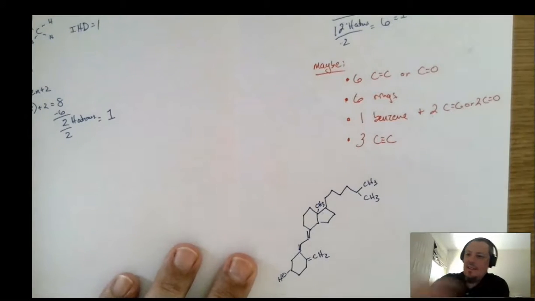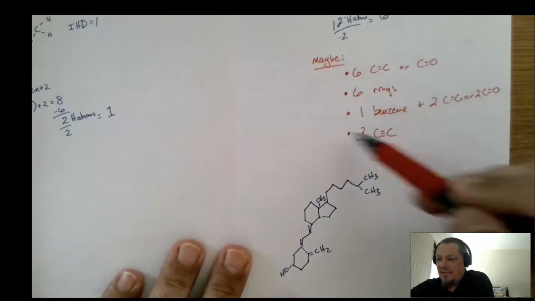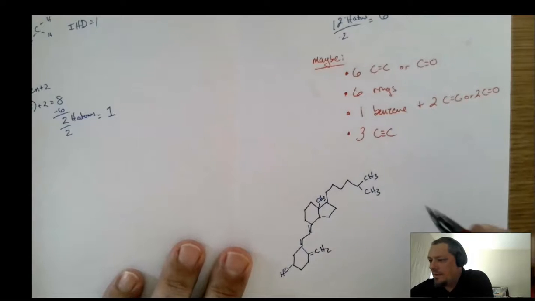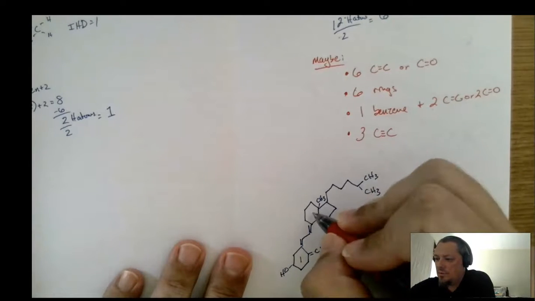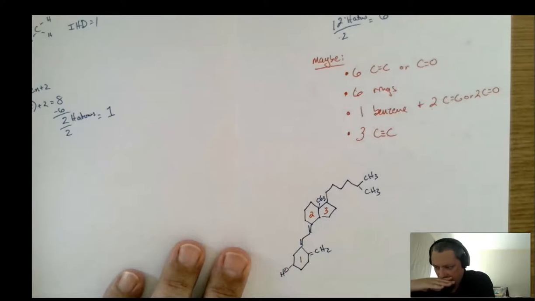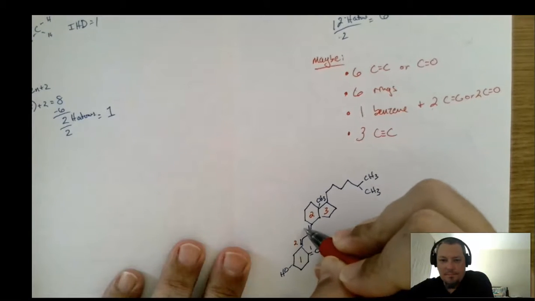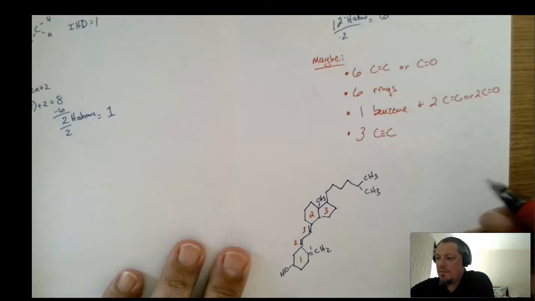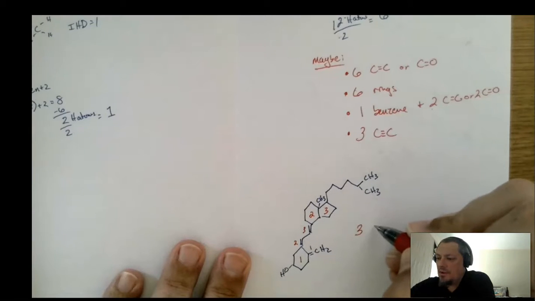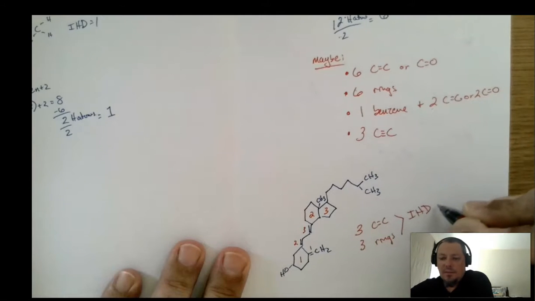So what do I see in this? What exactly do I have? Did I nail it? Did I find some combination here? Well, we have 3 rings: 1, 2, 3. 2 of them are 6 carbon rings. 1 of them is a 5 carbon ring. Doesn't matter. Still an IHD of 1. And then I have 3 double bonds: 1, 2, 3. These are all carbon-to-carbon double bonds, and 3 rings. This is an IHD of 6.